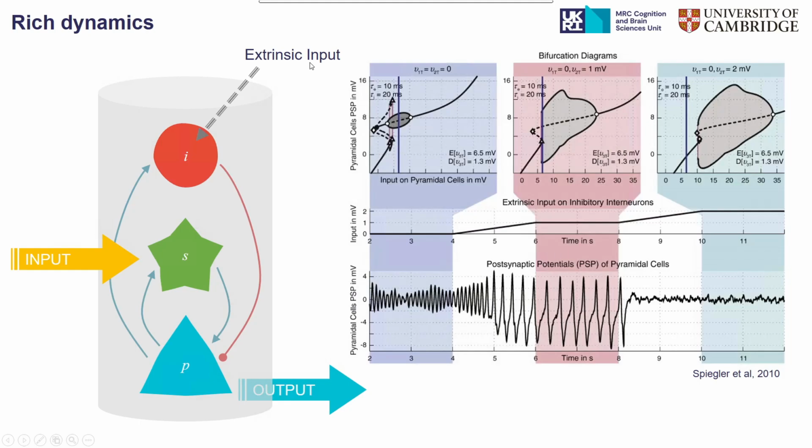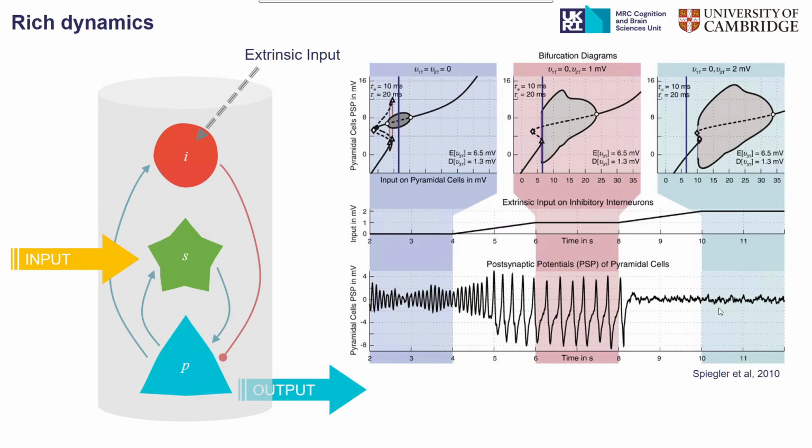Now if there is extrinsic input coming to the inhibitory interneurons, then we see even richer dynamics. So for example, here on the left, there is no external input to the inhibitory neurons, and the system is in an alpha oscillation. The moment we introduce some extrinsic input to the inhibitory populations, we start seeing these large amplitude spiky bursts. Now for an even larger input to the inhibitory interneuronal population, the system enters a state of high frequency, low amplitude activity.